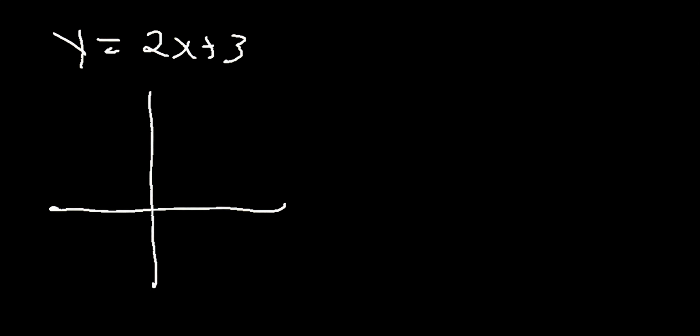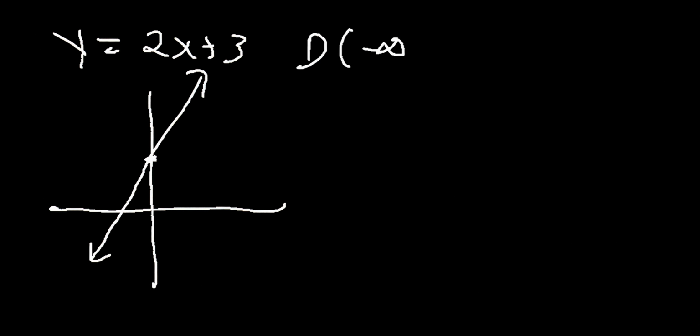Now just to review, for linear equations like let's say y is equal to 2x plus 3, I'm just going to draw a rough sketch. So it starts at 3 with a slope of 2. Let's say it looks like this. The domain for a linear function is just negative infinity to infinity. The range is the same thing.